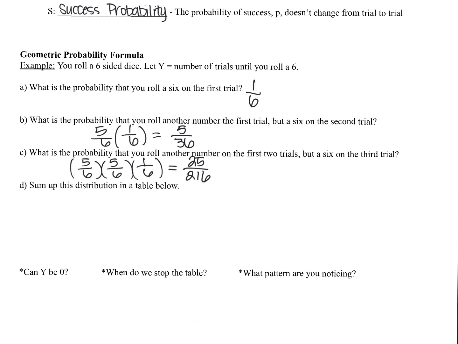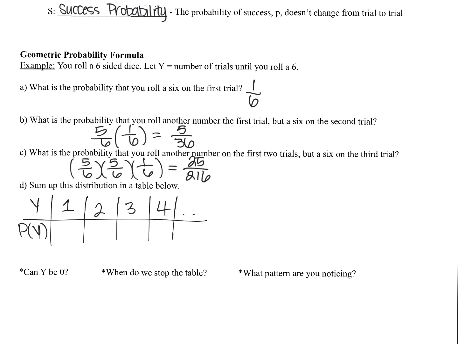We can also represent this in a distribution table where we have y and the probability of y. So first roll, second roll, third roll, fourth roll, continues. It can keep going forever though. There's no end. So 1 out of 6, this would be 5 out of 36, 25 over 216. This is 125 over 1296. And it keeps going. Probabilities just keep getting smaller and smaller.